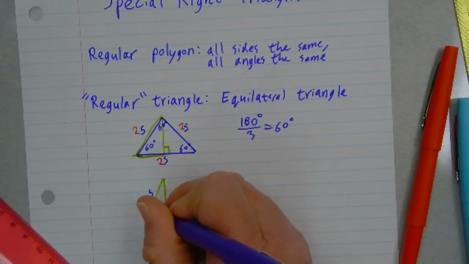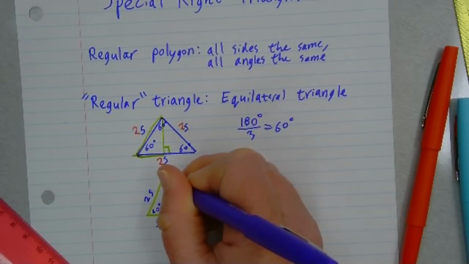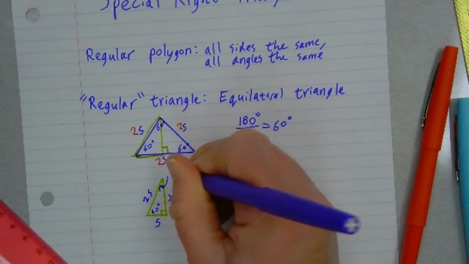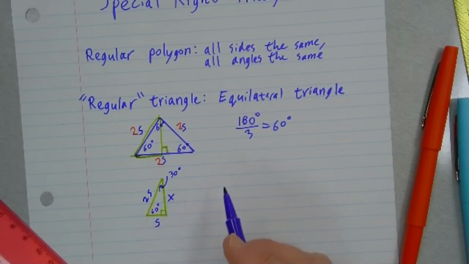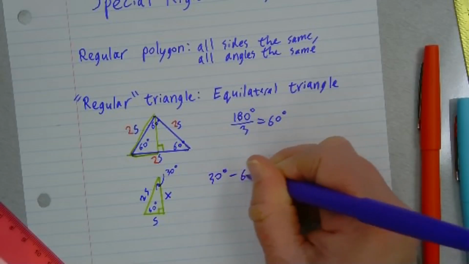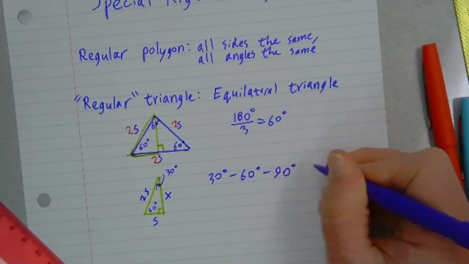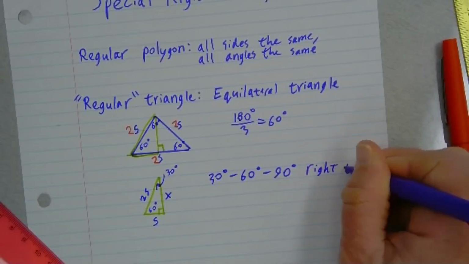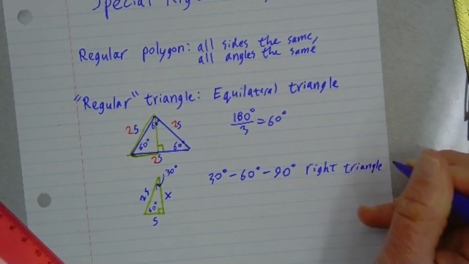And this is still 60 degrees. This is 30 degrees because it cuts this angle in half. And this is, of course, 90 degrees. So this is a 30, 60, 90 right triangle. And this is the first kind of special triangle we'll be looking at today.